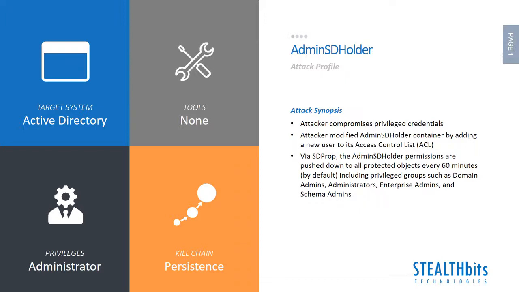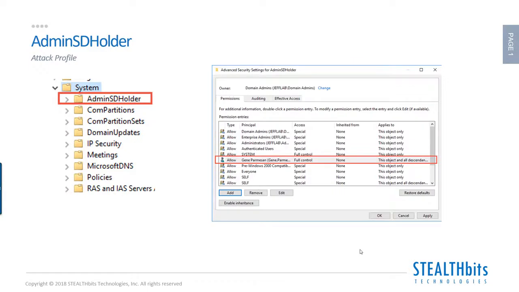And this container serves as a template for the permissions which get copied down to all of the protected users and groups in the domain. So the idea is by having access to this container's access control list, you can then get access to any protected user or domain group, such as Domain Admins.